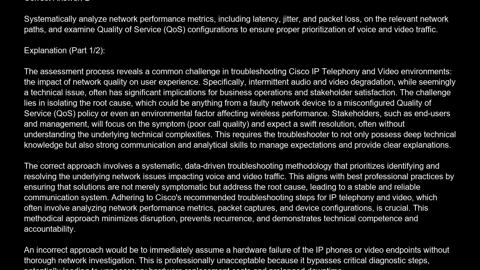The correct approach involves a systematic, data-driven troubleshooting methodology that prioritizes identifying and resolving the underlying network issues impacting voice and video traffic. This aligns with best professional practices by ensuring that solutions are not merely symptomatic, but address the root cause, leading to a stable and reliable communication system. Adhering to Cisco's recommended troubleshooting steps for IP telephony and video, which often involve analyzing network performance metrics, packet captures, and device configurations, is crucial. This methodical approach minimizes disruption, prevents recurrence, and demonstrates technical competence and accountability.